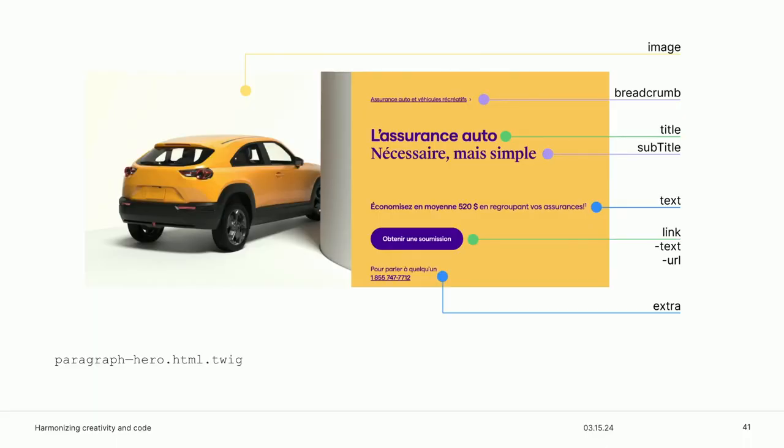So this is an example that we want to present. This is a hero component that we implement in our project. It's a paragraph named hero, and it's very simple. We have image, title, subtitle, text, and link. At the beginning, when we implement it in Drupal theming, creating one component for this hero, everything is simple, everything is smooth. We define those attributes, and that's it.